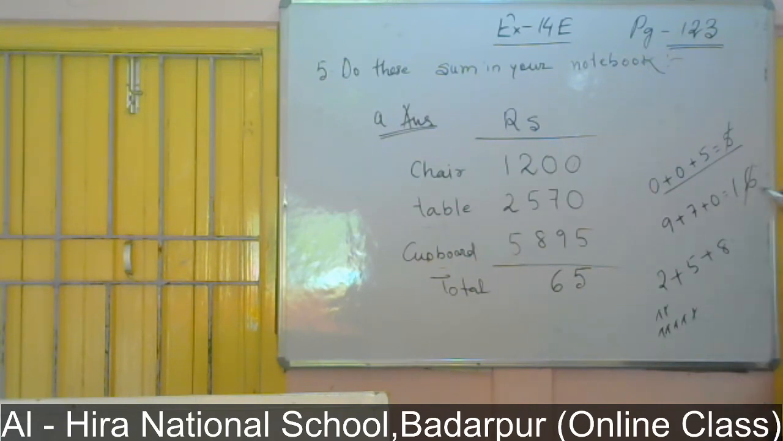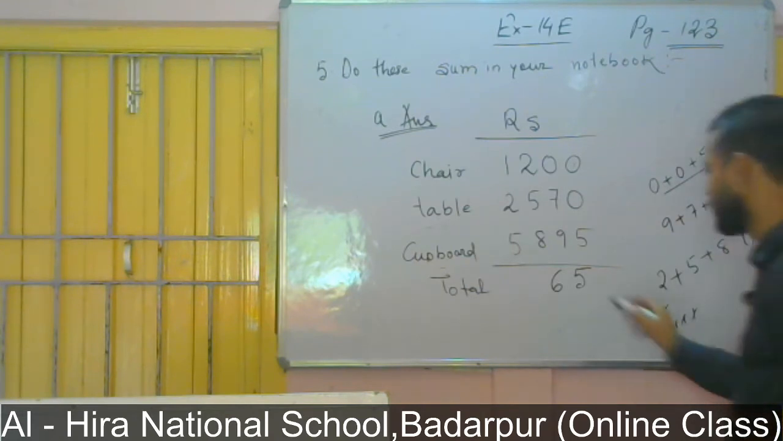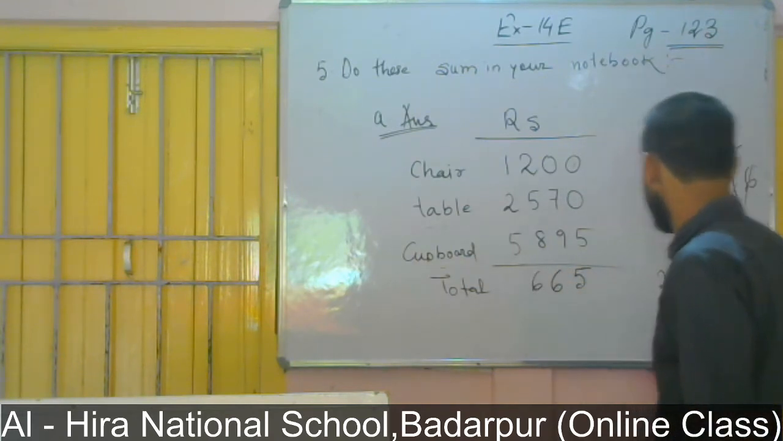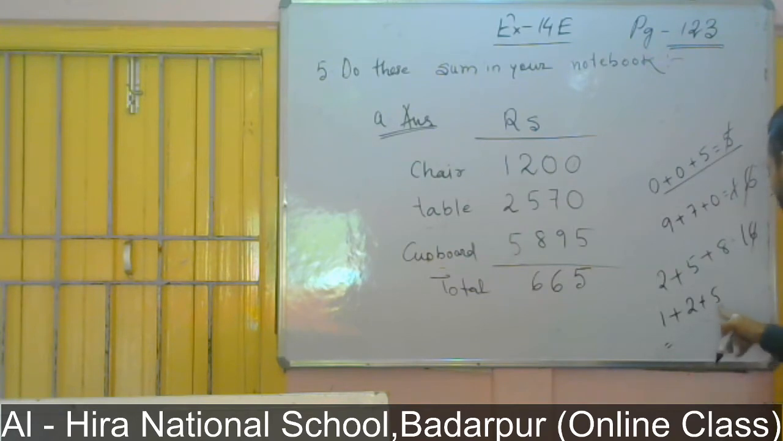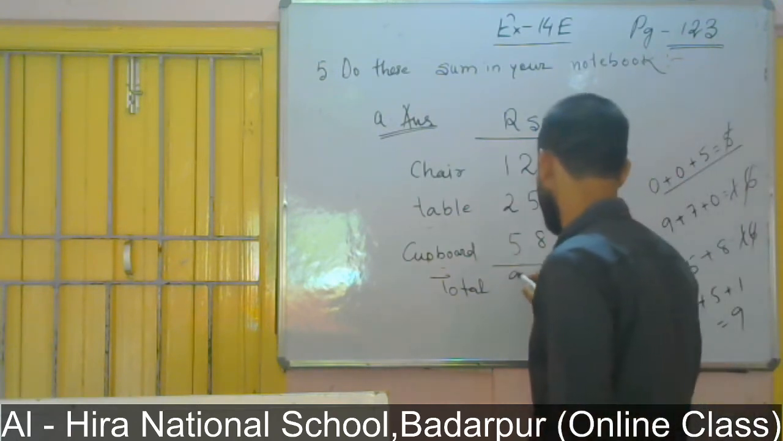15 plus 1 equals to what? 16. Out of 16 again we are going to write here 6. That means again 1 is in my hand. Now we are going to add 1 plus 2 plus 5, which is equals to what? 5, 6, 7, 8 plus another 1 equals to what? 9. So I am going to write here 9.